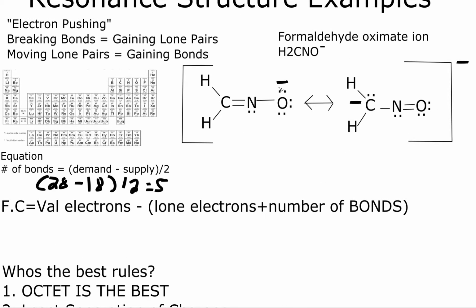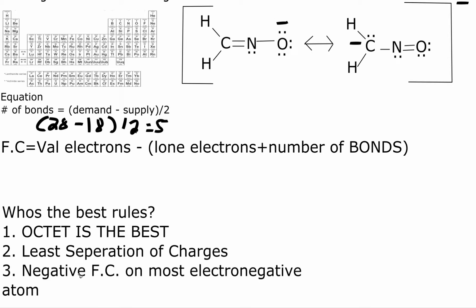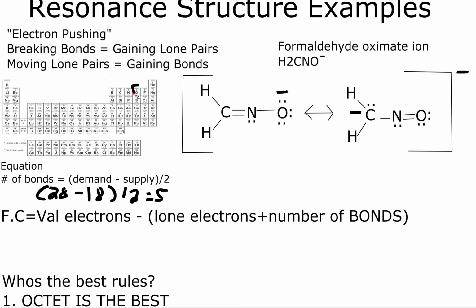We have a charge here and we have a charge here. So are they equal? Not quite. We have a third rule: negative formal charge on the most electronegative atom. Oxygen is found here in the periodic table and carbon is found here. Now we know electronegativity increases this way and this way. So oxygen is the more electronegative atom and it has the formal charge over here. This has the negative over here and is less electronegative than oxygen. So that would mean this is the major resonance contributor and this would be the minor resonance contributor.